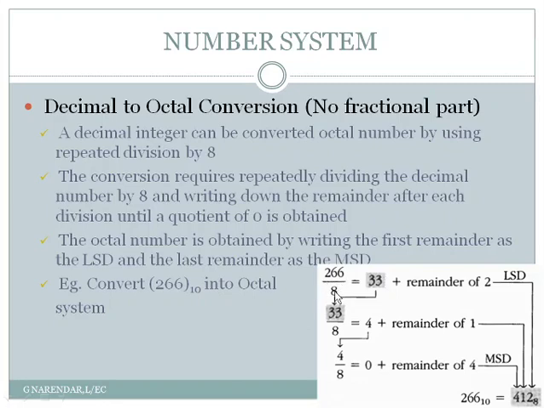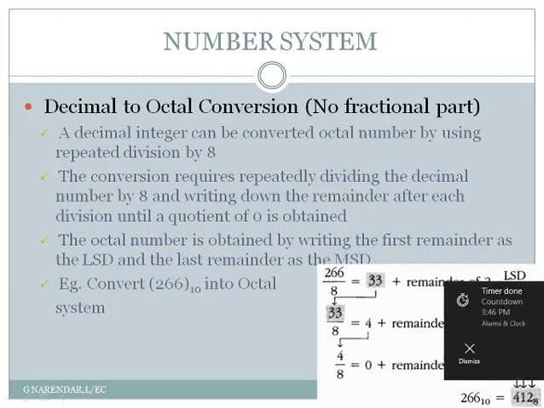266 when divided by 8, you will get a quotient of 33. 8 3s are 24. What remains is 26. 8 3s are 24, so the final remainder is 2. The remainder 2 is written separately.